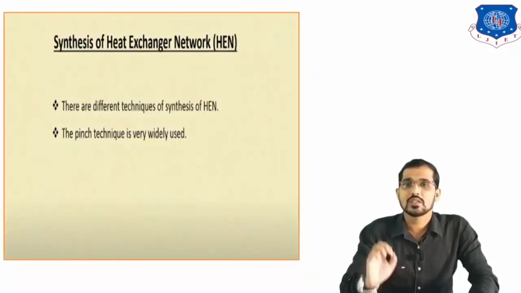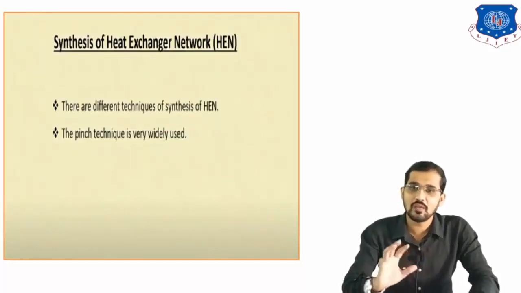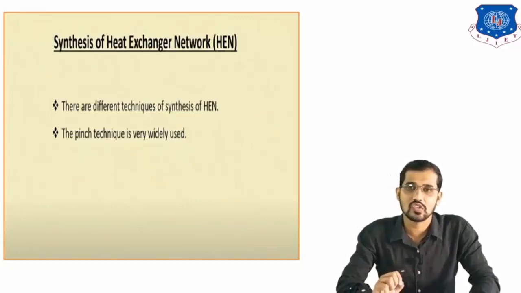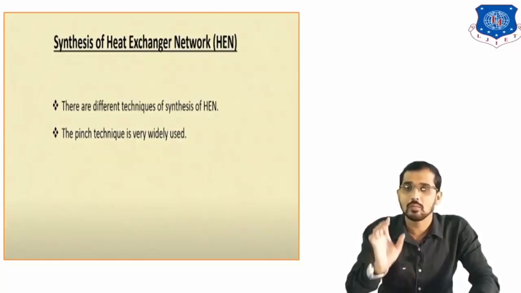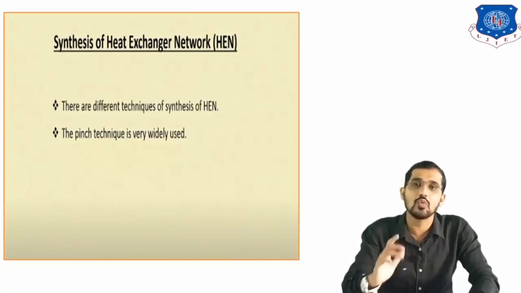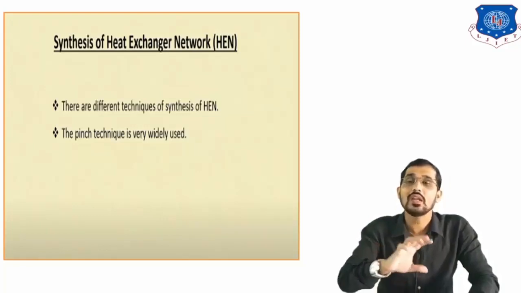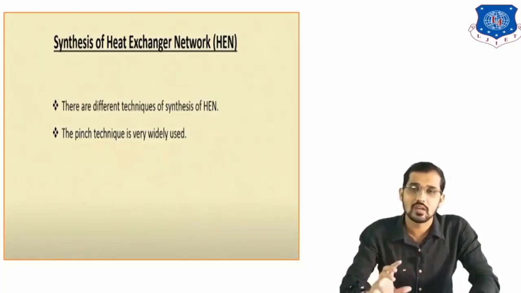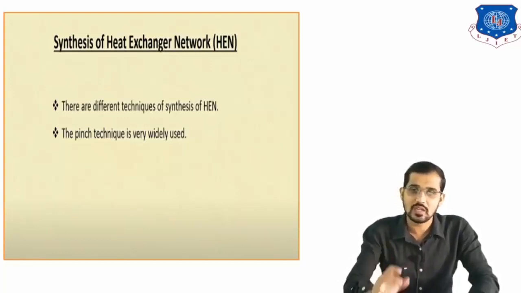Now the next concept is synthesis of heat exchanger network. So how to accomplish this concept? You can see there are different techniques for the synthesis of heat exchanger network. The first technique is pinch technique analysis. I will explain this technique in the next lecture, where we are using the pinch technique, meaning how to find the minimum cold utility requirement, how to find the minimum hot utility requirement, how to find the number of utilities required, and how to find the number of heat exchangers required. All this concept we will see in the next slide, and the pinch technique I will explain in a special lecture.